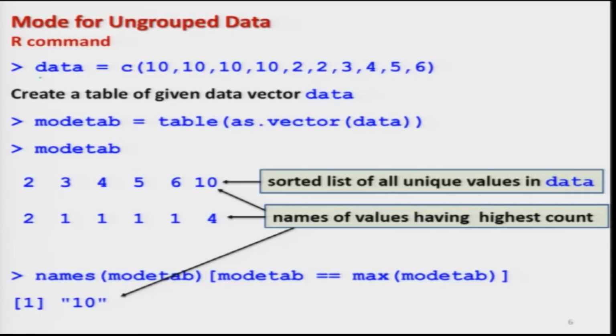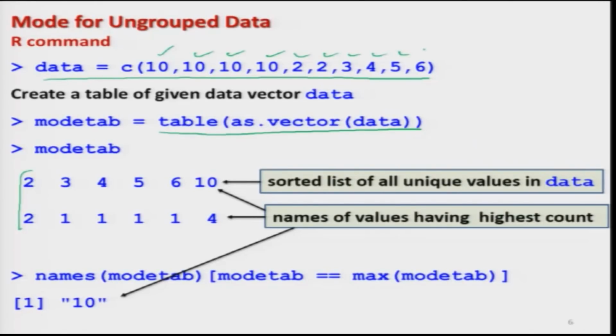I am simply taking a data inside a data vector, and from there I am creating the table of this data using the same command, and here is the outcome you can see. So you can see here that in the data vector the values are 10, 10, 10, 10, 2, 2, 3, 4, 5, 6.